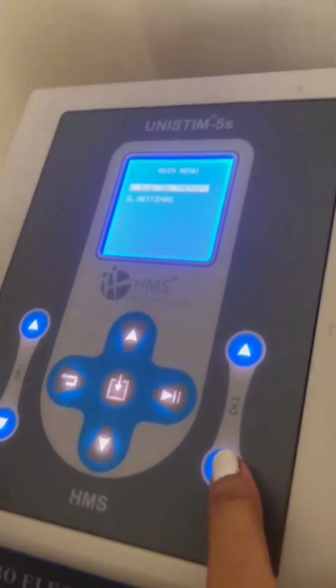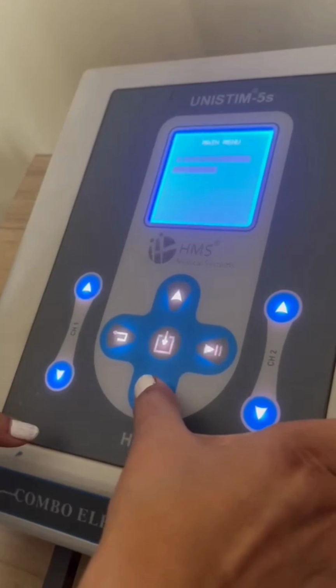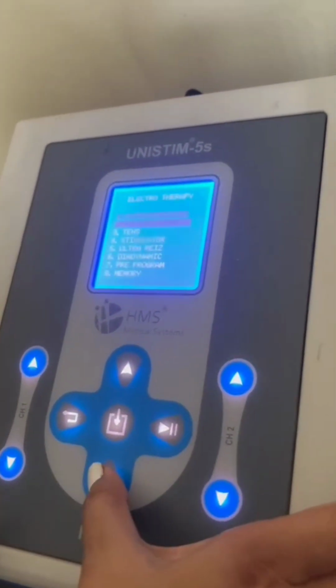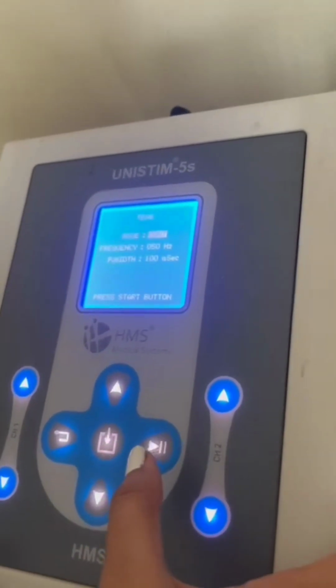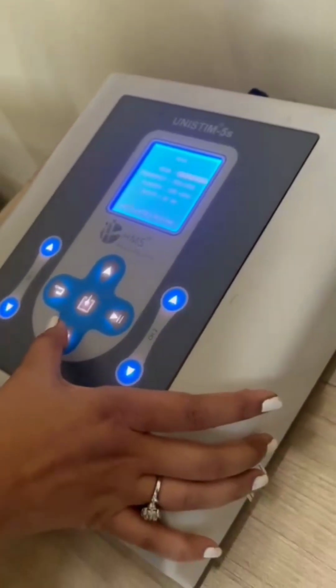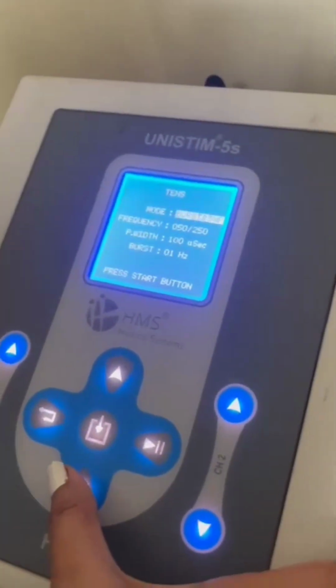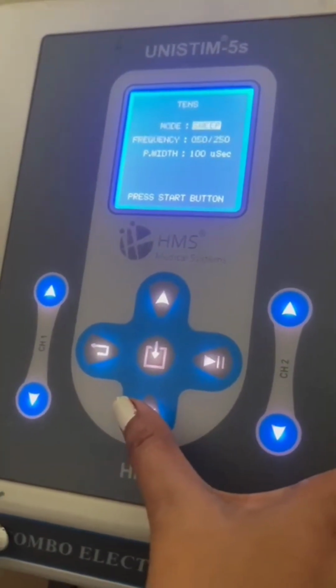Now we can set the parameters and the techniques in the TENS. We have 5 techniques in the TENS modality, which are conventional or high frequency TENS, acupuncture or low frequency TENS, brief intense TENS, burst mode TENS, and modulated TENS.